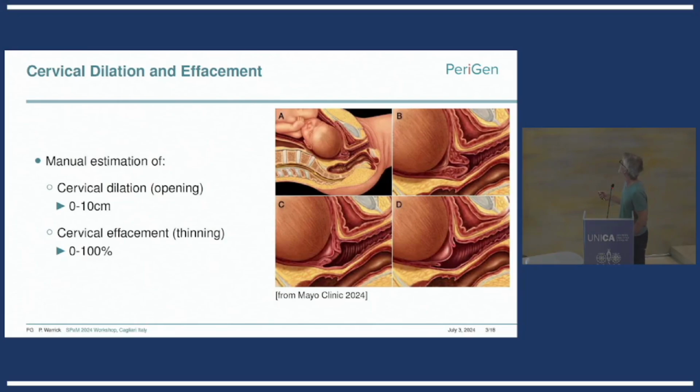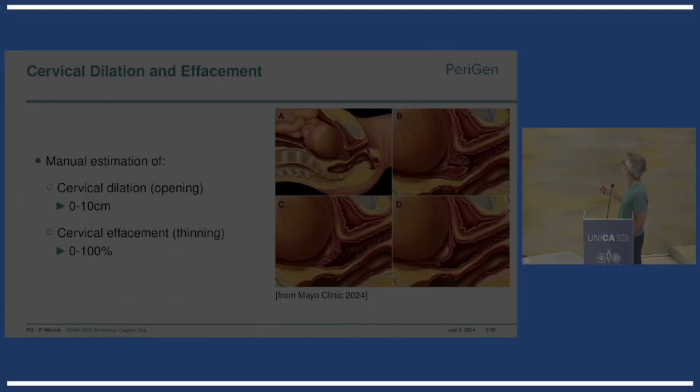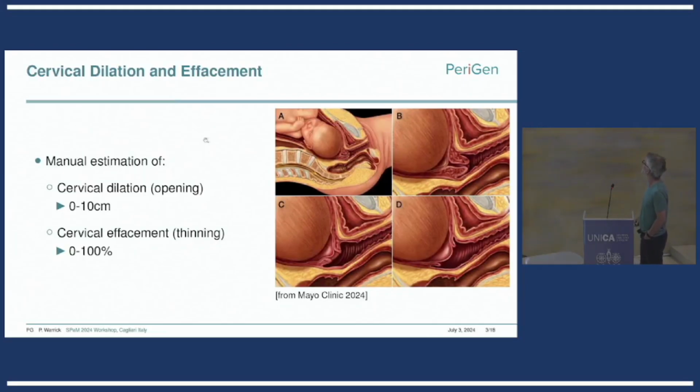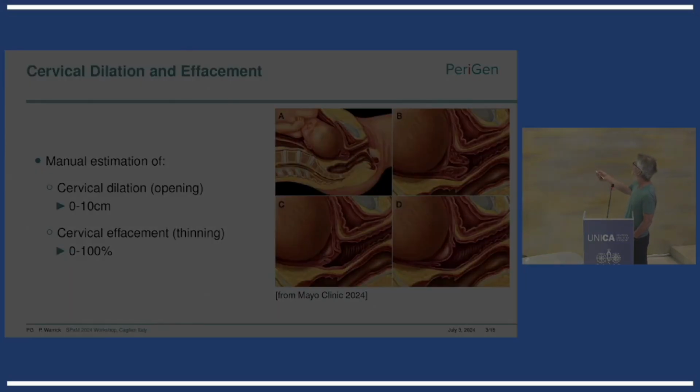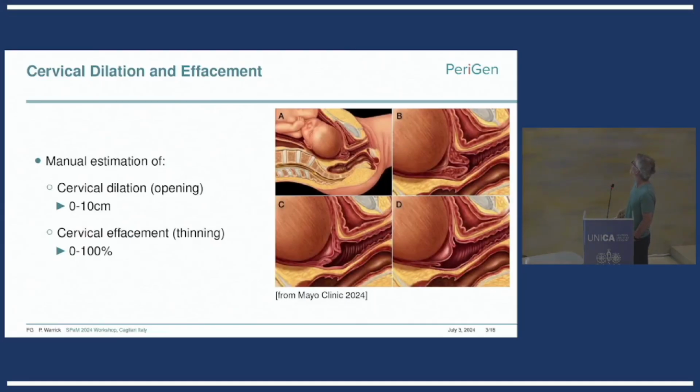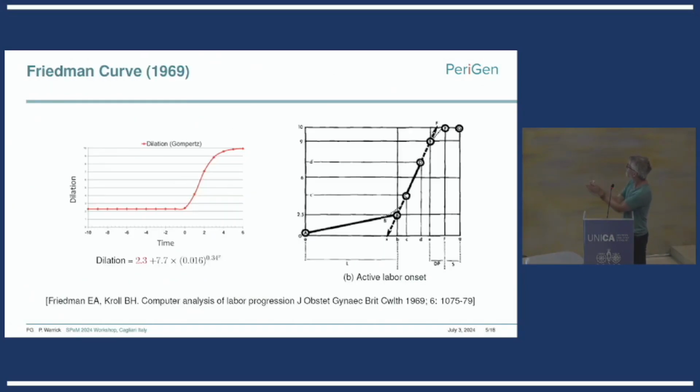And you can see this in this plot here. From A to D, we're going from early labor to later labor. At the base of the baby's head, you see 2 flaps that are closed.